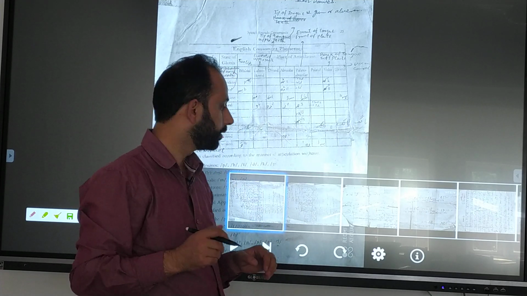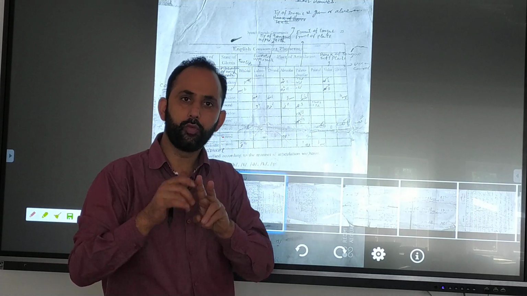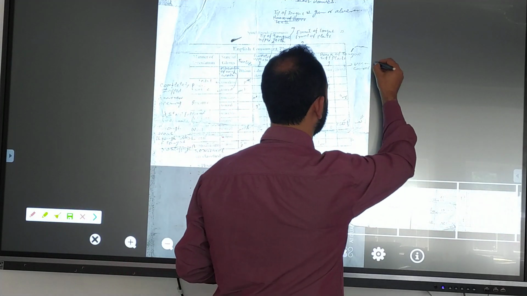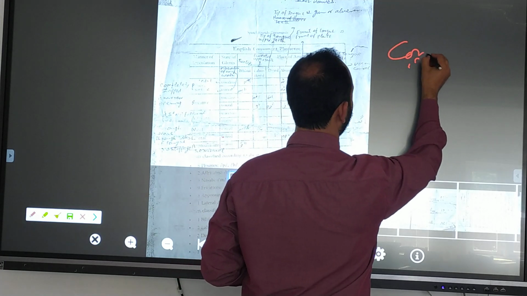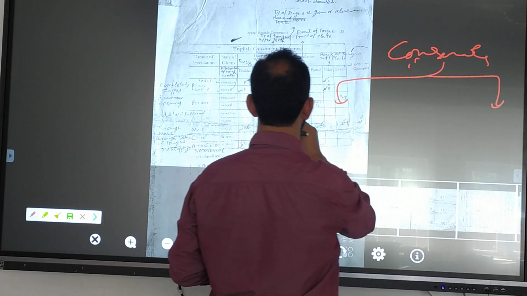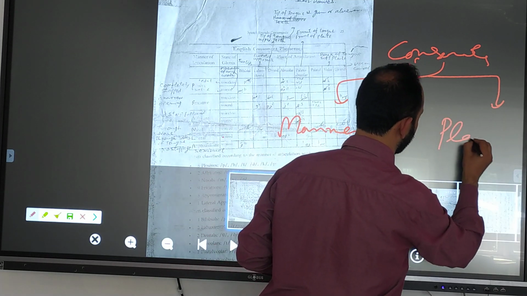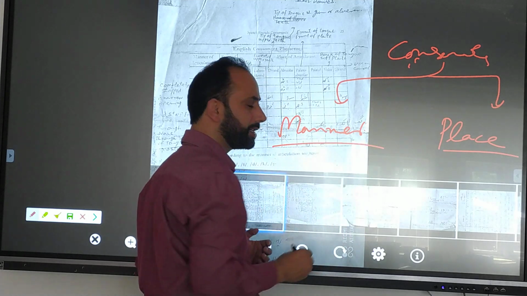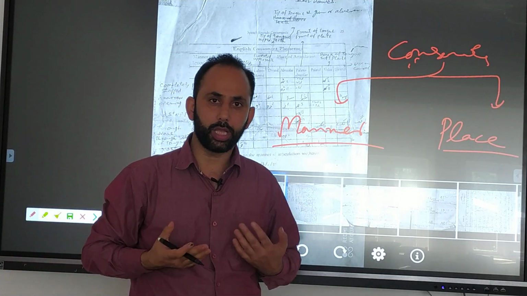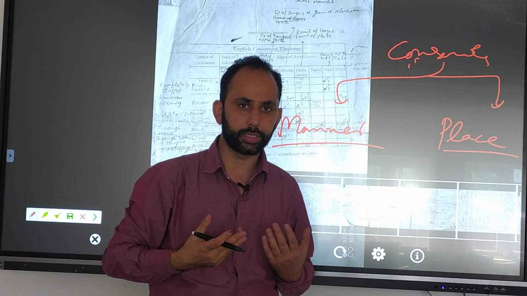You have to remember that the consonants are also divided into so many types. Broadly they are divided into two types. One is manner of articulation and another is place of articulation. On the basis of the manner and on the basis of the place, they are divided. Manner means in which way we produce them. Place means which part of our mouth is used for producing these sounds.